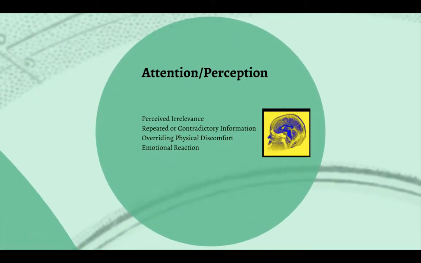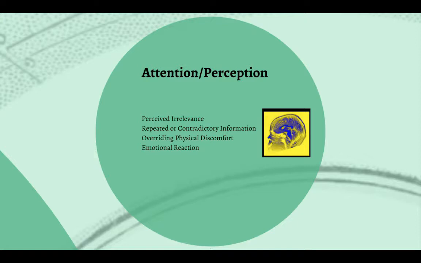A number of factors can act as barriers during the attention perception phase of information processing. For instance, it could be perceived as irrelevant. If a participant perceives new information has no application to their job or their interests, they will likely ignore it. It could be repeated or contradictory information. If new information appears to repeat or contradict what participants believe to be true, they may reject the new information without further consideration.